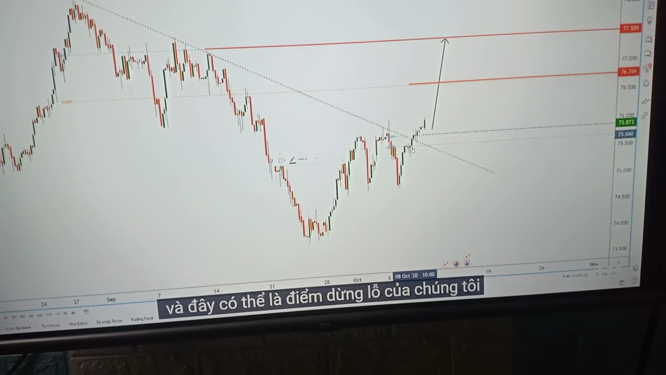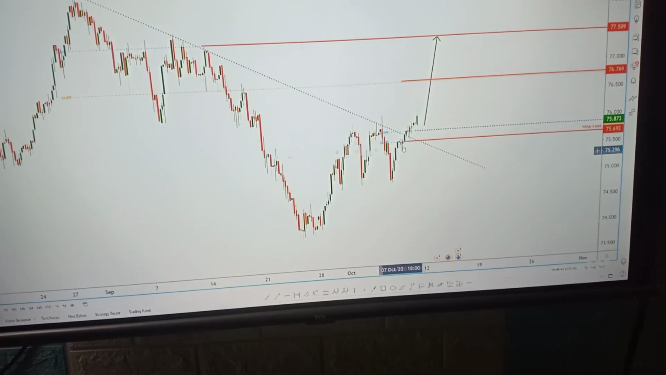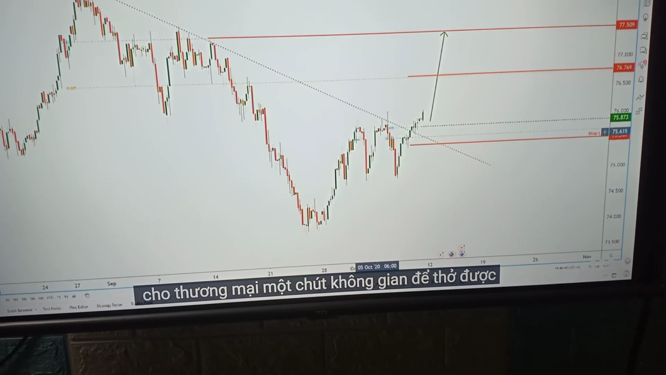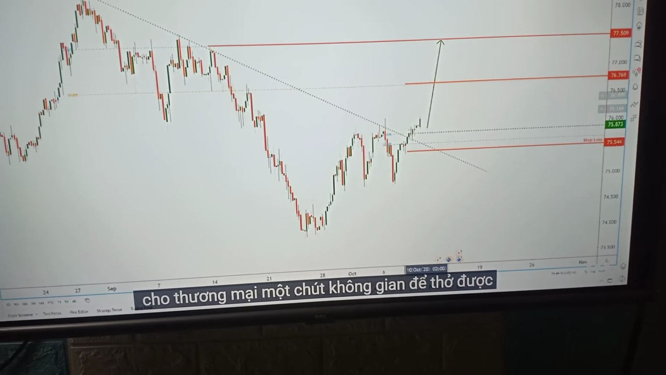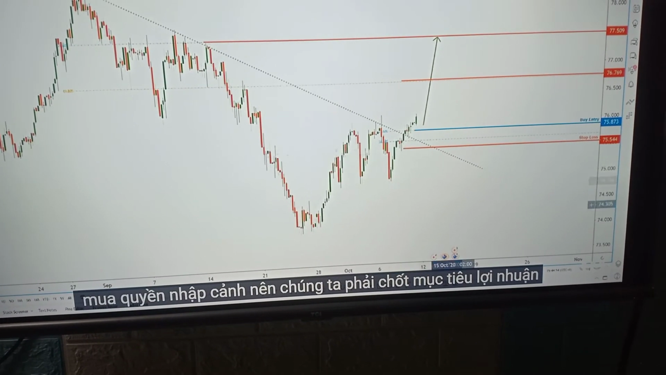And this can be our stop loss. I'll back it up a bit to give the trade a bit of room to breathe. And then this level here, the 23.6, can be our buy entry.